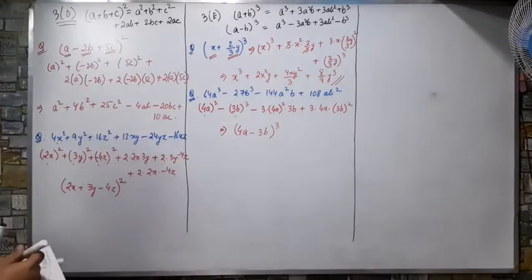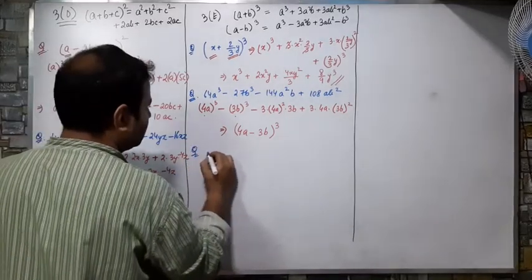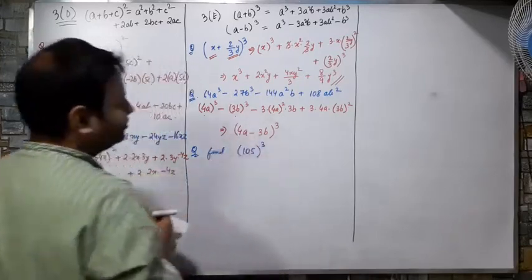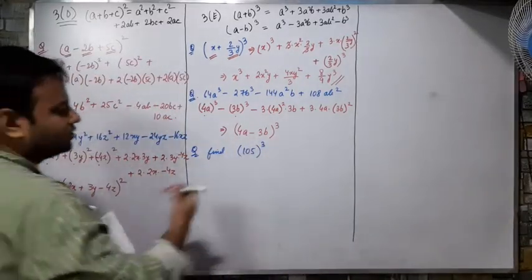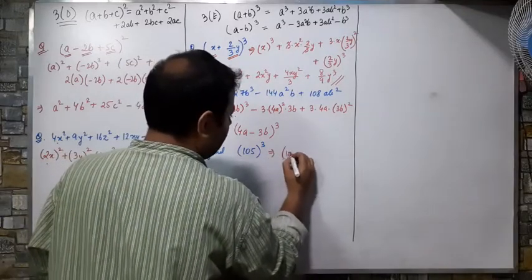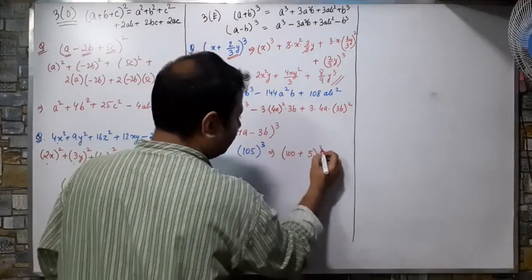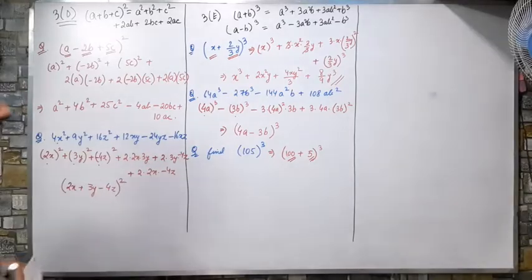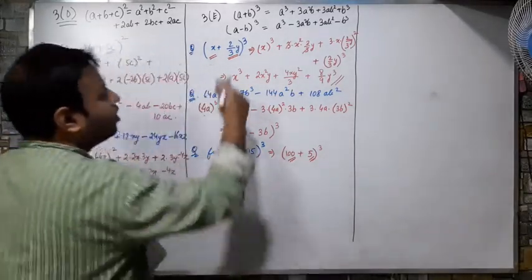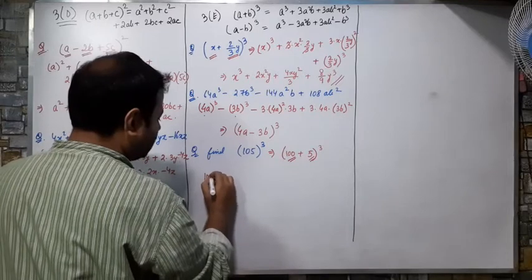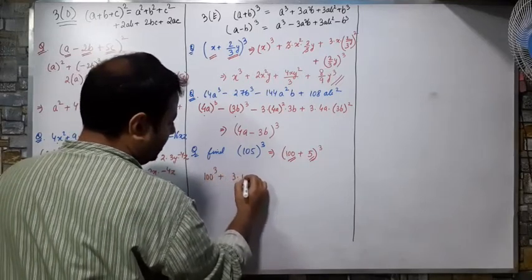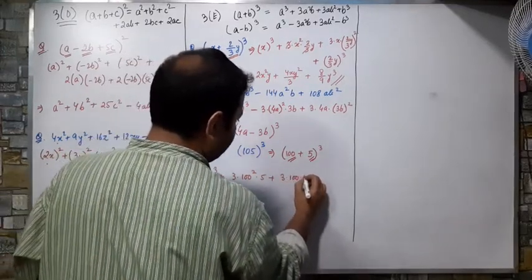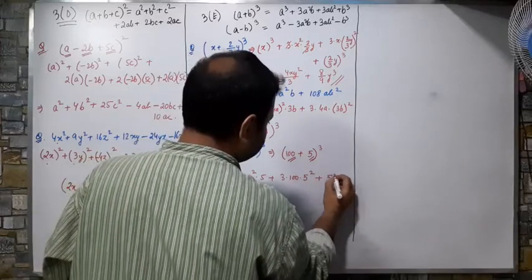This is a type of question. Then you may also be asked like this. Find 105 whole cube. Now how to find 105 whole cube? This 105 whole cube can be written as 100 plus 5 whole cube, where this becomes a and this becomes b. So I am getting a plus b whole cube. What is a plus b whole cube? A cube means 100 cube, plus 3 into 100 square into 5 plus 3 into 100 into 5 square plus 5 cube.